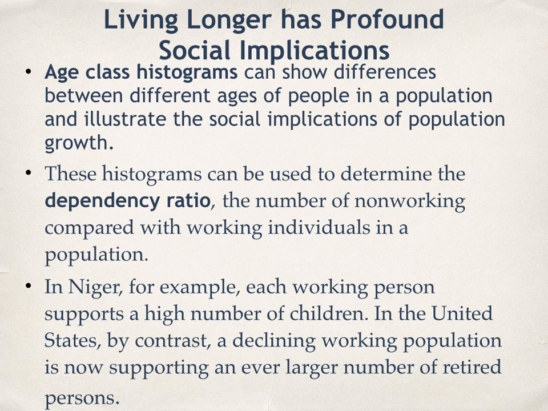Both rapidly growing countries and slowly growing countries can have a problem with their dependency ratio, or the number of non-working compared to working individuals in a population. In Niger, for example, each working person supports a high number of children. In the United States, by contrast, a declining working population is now supporting an ever larger number of retired persons.